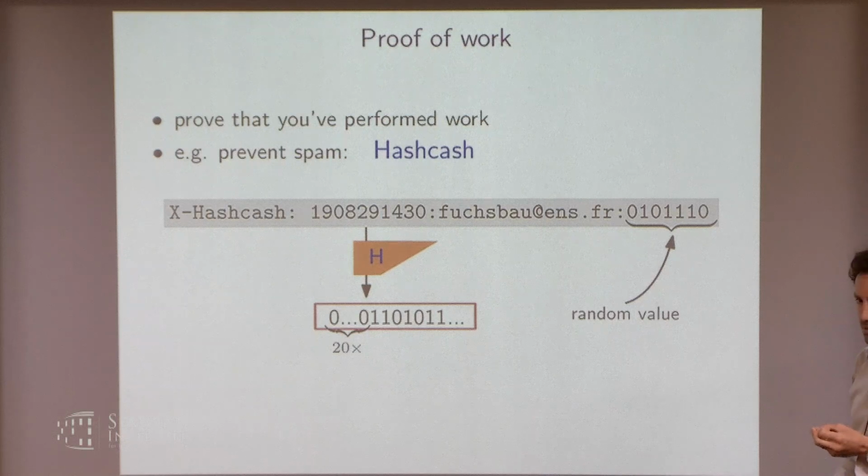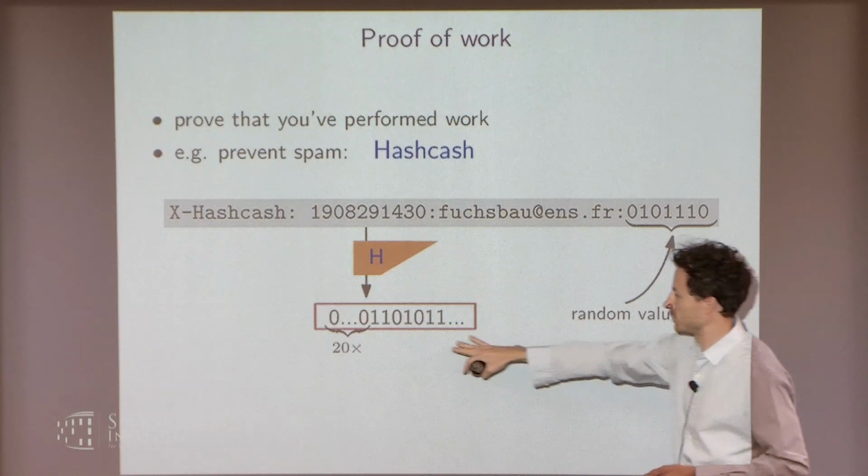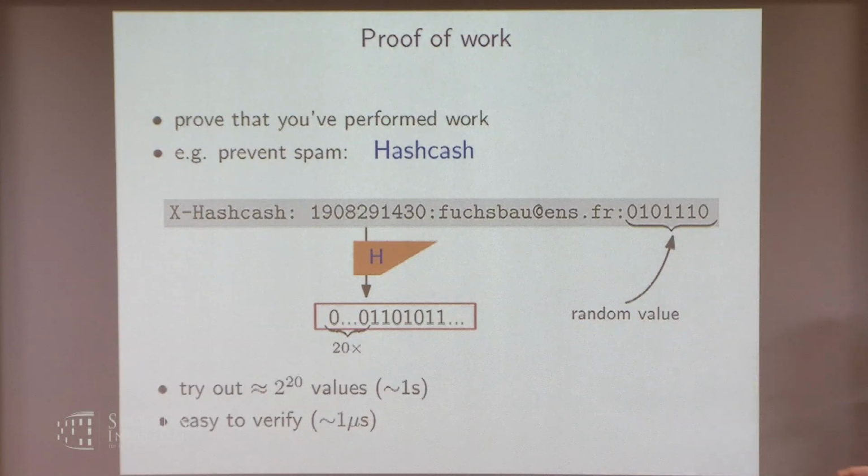2 raised to 1. Exactly. So if it's 20 zeros, then it's 2 to the 20. So that will take you, let's say, a second, whereas me verifying that you've solved this proof of work is very fast, because I only have to hash once. So there's this nice asymmetry between someone proving work, someone that actually has to do work, and someone just checking whether the proof is correct.